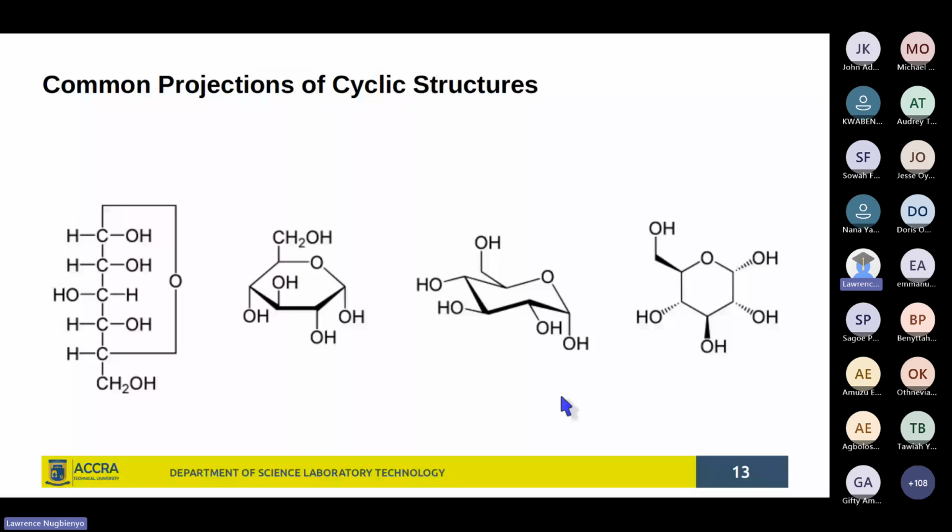Then this last one is also another way that you may come across, which is referred to as the Mills projection. Not so much information is on it, but you will see some of these structures where the emphasis is placed on the direction of the groups which are on the carbon, so that the dash lines here show that these groups are pointing away from us, and the thick bonds are showing that these groups are pointing towards us.